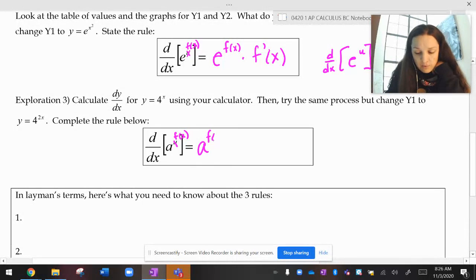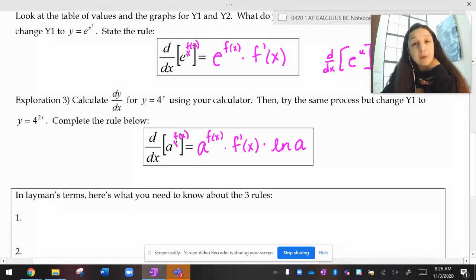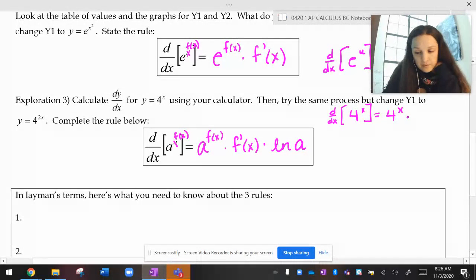It's going to be itself times the derivative of the exponent. And then there's one more multiplier. We also have to multiply by the ln of the base. So the derivative of a to the f of x is a to the f of x times f prime of x times ln a. So for example, if I wanted to take d dx of 4 to the x, it would be 4 to the x times the derivative of the exponent times the ln of the base. So 4 to the x times ln 4.